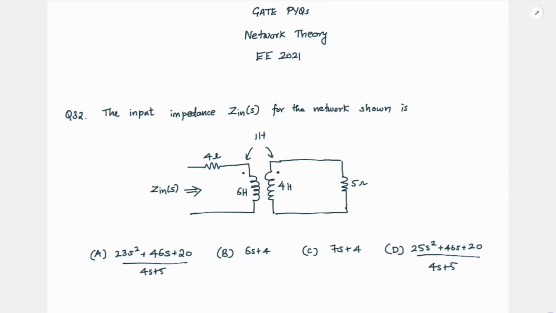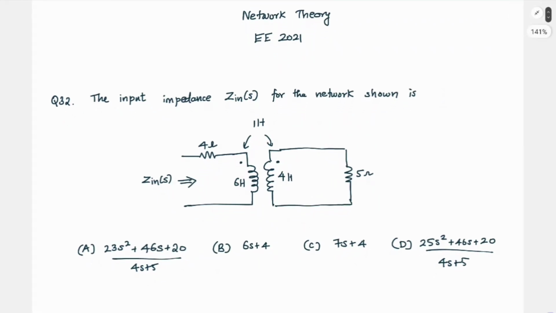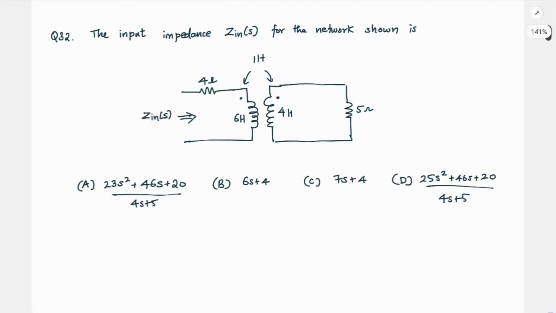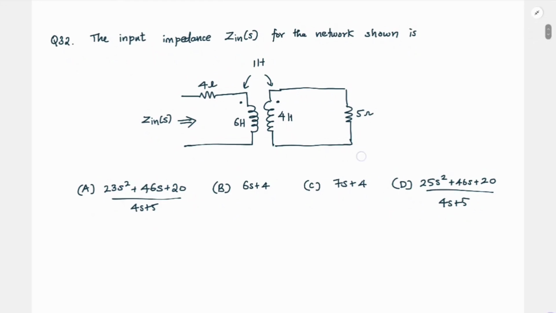Hello guys, welcome back. Today we have another question from GATE 2021 based on network theory, and it is related to mutual inductance. The input impedance Zin of S for the network shown is dash, and they have given 4 options. This is our network. If you observe, this inductance is 6 Henry, this is 4 Henry, and they have a mutual inductance of 1 Henry, and these dots tell you that they are coupled positively.